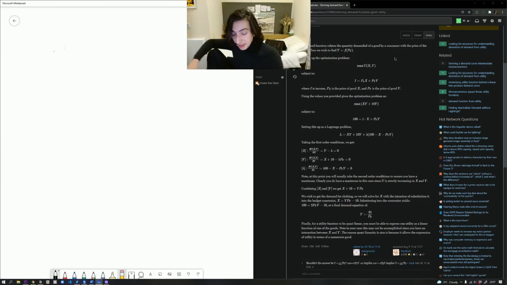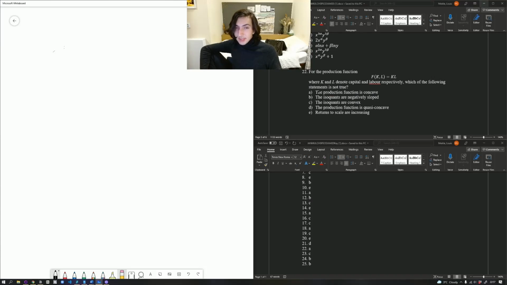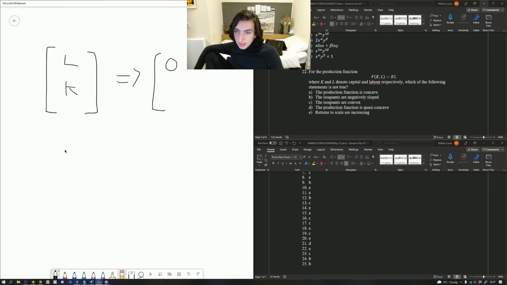When you get the Hessian matrix for this function, it is 0, 0, as is shown. If I was to partially derive relative to k, I get L, and if I partially derive relative to L, I get k. Therefore, the Hessian matrix is going to end up being 0 because you've got constants there.